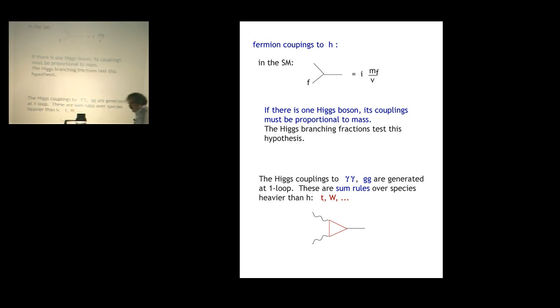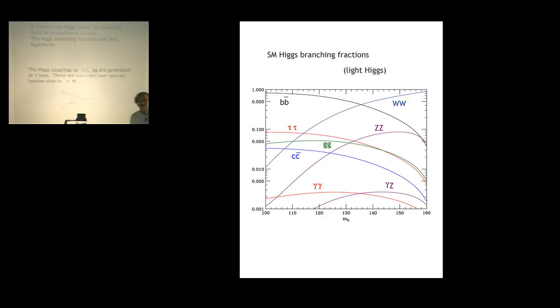The Higgs couplings to gamma gamma and glue glue are a little more complicated. They're generated at one loop. They have the form of sum rules over the particles that get mass by electroweak symmetry breaking, which are heavier than the Higgs. Those in the standard model are dominated by top, and for the gamma-gamma case by W, but in principle, heavier states which get mass from the Higgs mechanism can appear here, and in fact in order 1 in these sum rules.